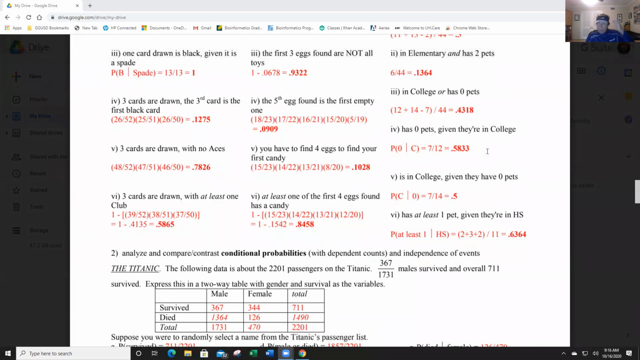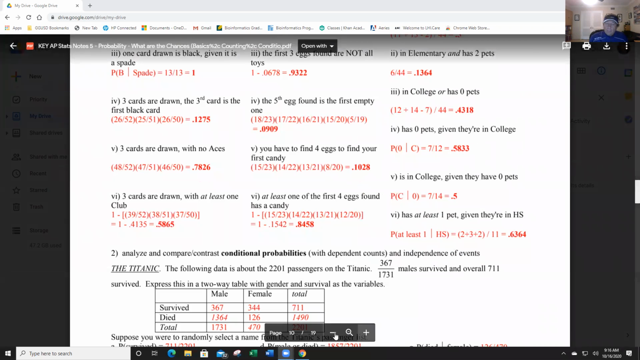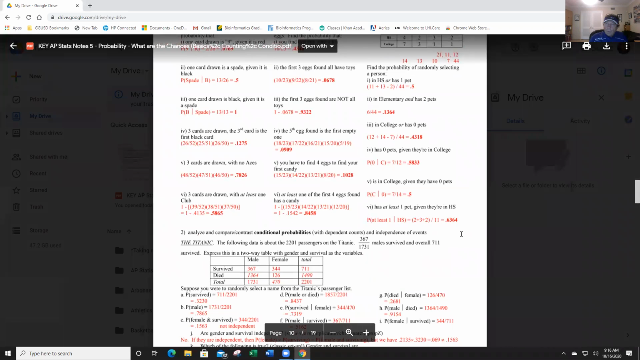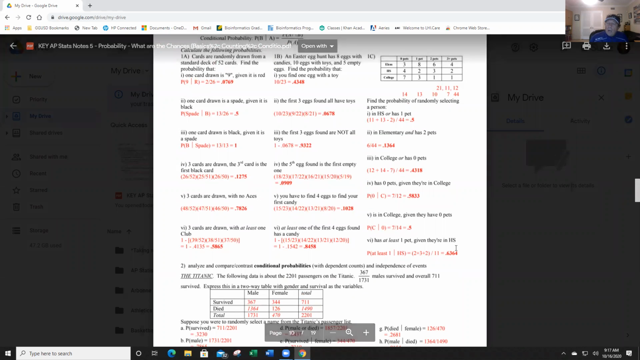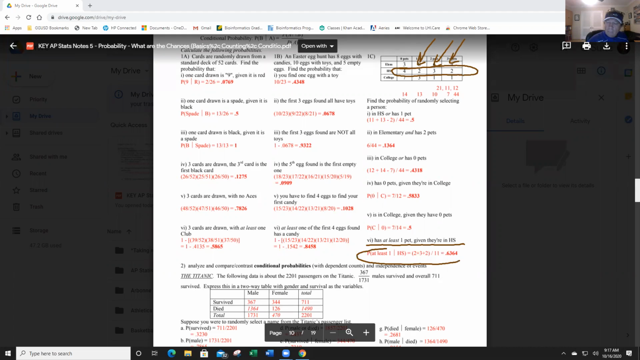Okay, so let me slide down to the last question, or last 2, I guess. And I'm going to make this a little bit smaller so you can see it. Okay. All right. Has at least 1 pet given they're in high school. No problem. Given they're in high school is right here. And has at least 1 pet. Aha. We know at least 1 is 1 minus none. But we could do it the other way too. At least 1 is 1 or 2 or 3. And if you add those numbers up and divide by the marginal total, which is out here 11, you'll get about 64%.